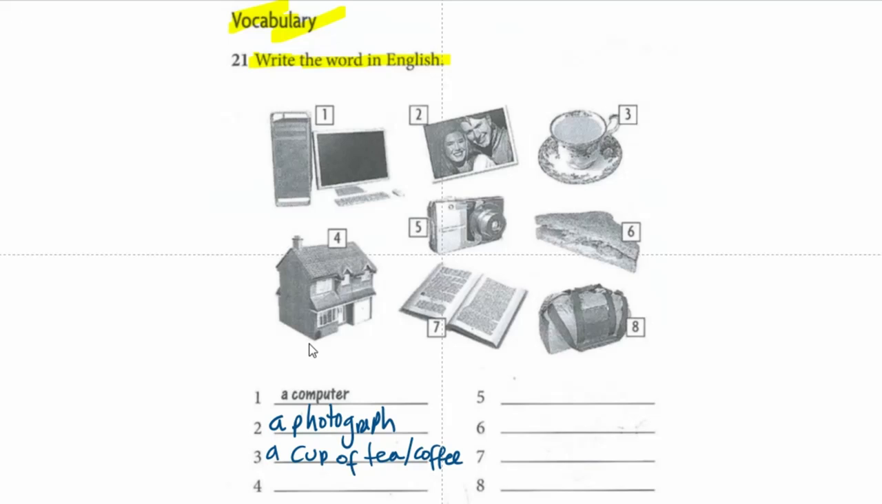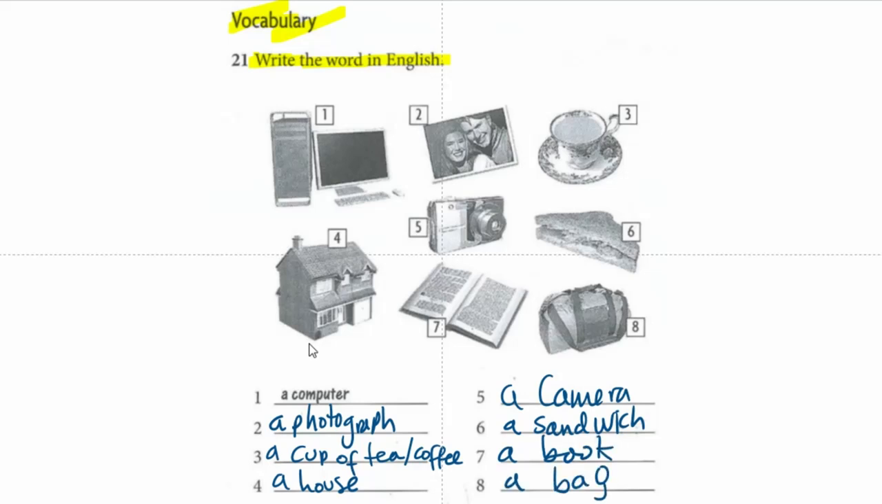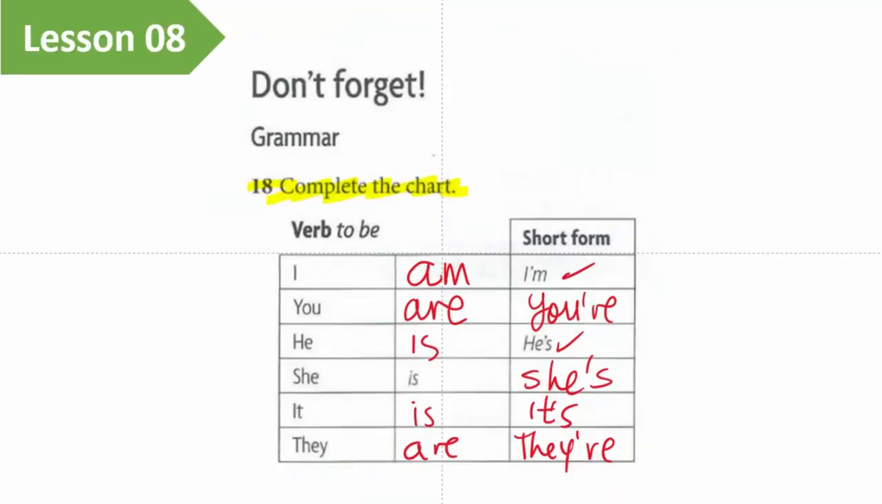Number 4, a house. Number 5, a camera. Number 6, this is a sandwich. And number 7, a book. And number 8, a bag. Así estamos acordando. Que la idea de esta actividad es don't forget, no te olvides.